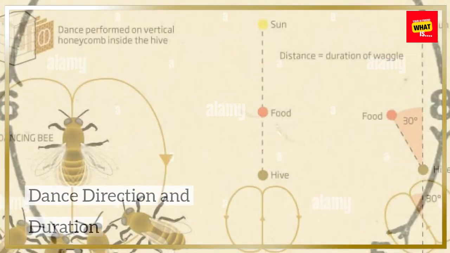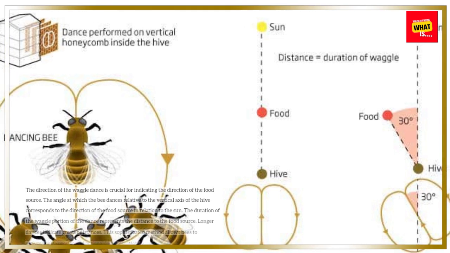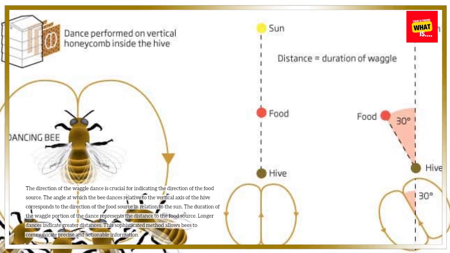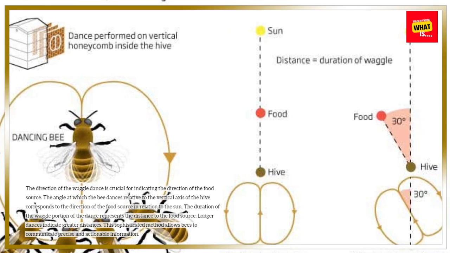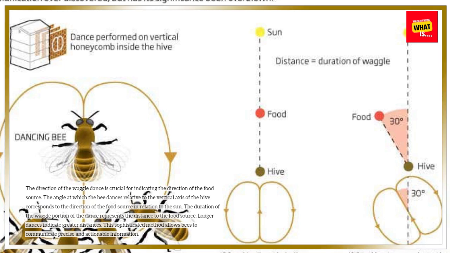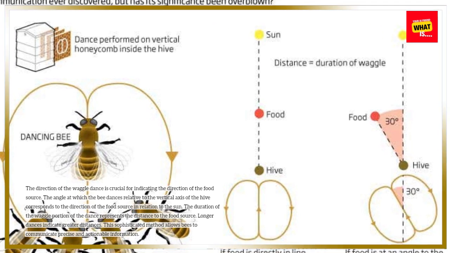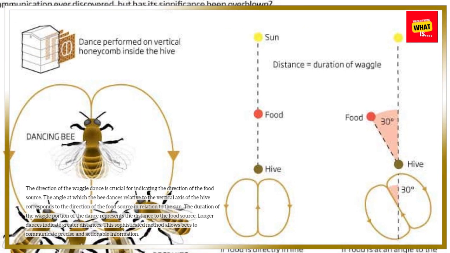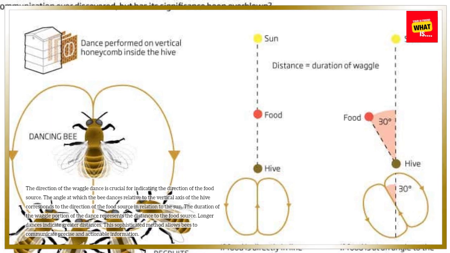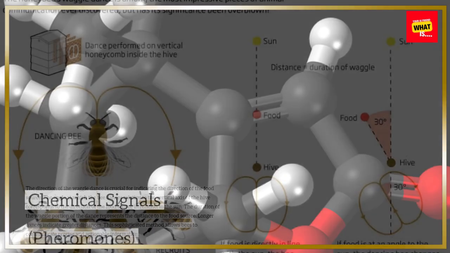Dance direction and duration. The direction of the waggle dance is crucial for indicating the direction of the food source. The angle at which the bee dances relative to the vertical axis of the hive corresponds to the direction of the food source in relation to the sun. The duration of the waggle portion of the dance represents the distance to the food source. Longer dances indicate greater distances. This sophisticated method allows bees to communicate precise and actionable information.